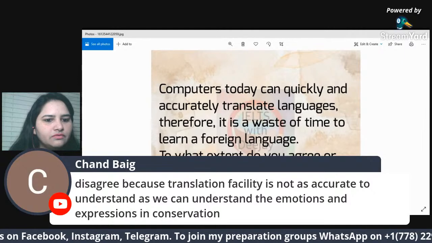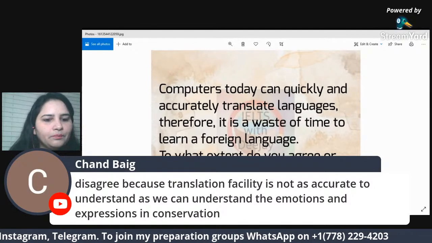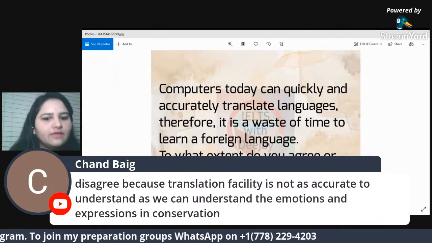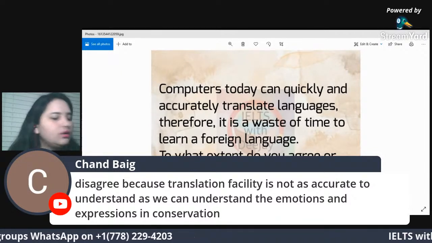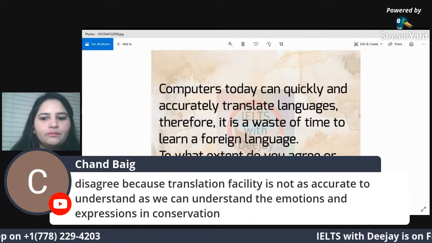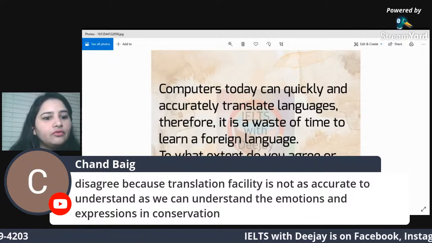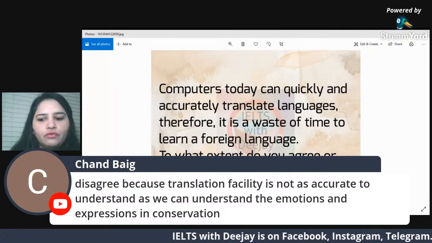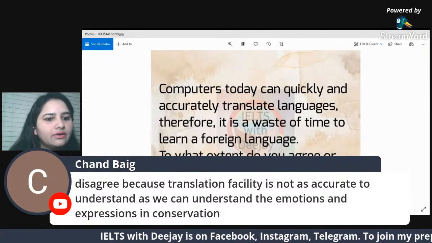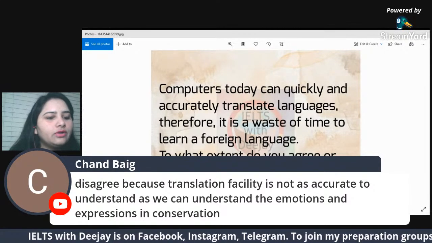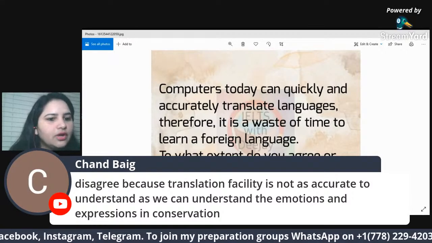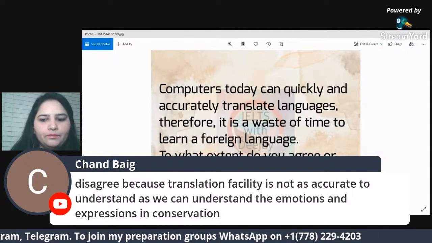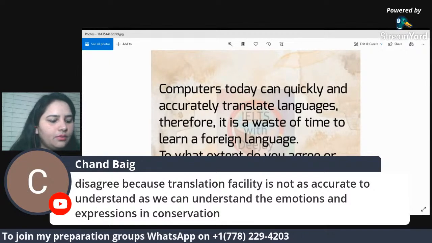Disagree because translation facility is not as accurate to understand as we can understand the emotions and expressions in conversation. Very good. Valid one. So this is what the thing is. You have to think about both the sides. If you're going for agreement, if you're going for disagreement, then why you are going for that side and what are the pros and cons. This is what you have to think. Okay, very good.